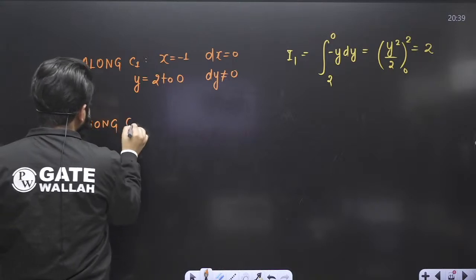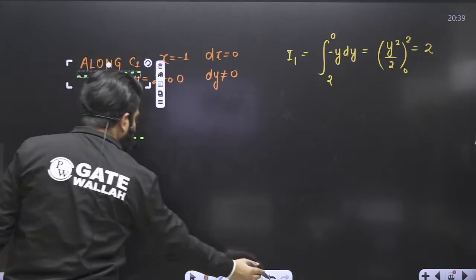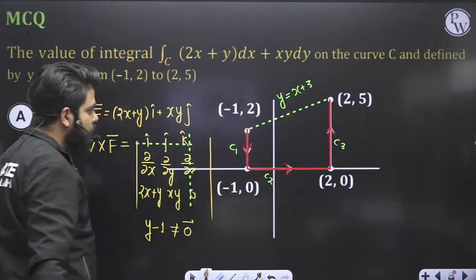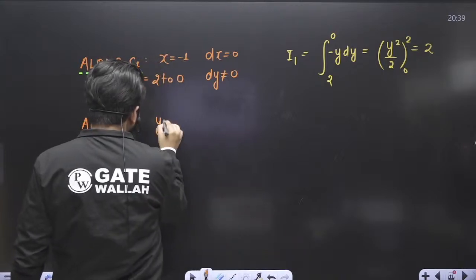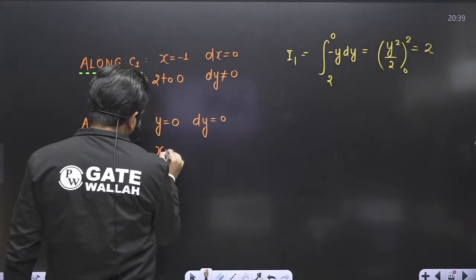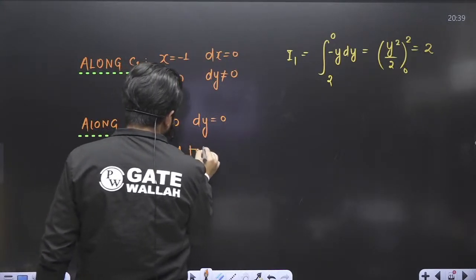Chalo, along C2. Those who have got the answer, they can repeat their answer along C2. What will be the answer along C2? Along C2, the value of y will always be 0. The value of dy will remain 0. The value of x changes from minus 1 to 2.